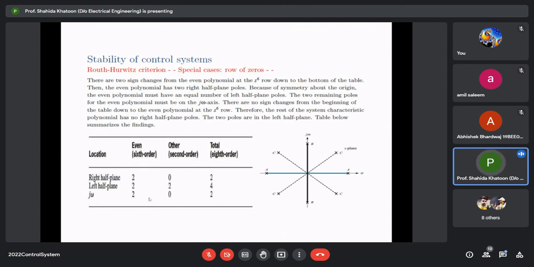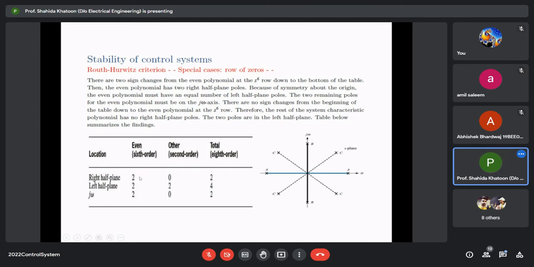Because of symmetry about the origin, the even polynomial must have an equal number of left half plane poles. The two remaining poles for the even polynomial must be on the j omega axis, the imaginary axis. There are no sign changes from the beginning of the table down to the even polynomial at the s to the power 6 row. Therefore, the rest of the system characteristic polynomial has no right half plane poles. So the locations are the right half of the s plane, the left half of the s plane, and the j omega axis.